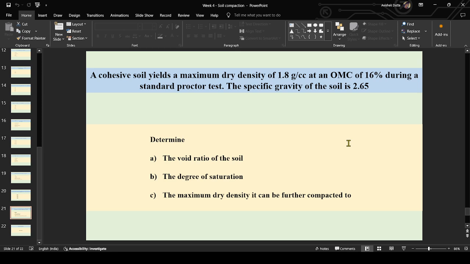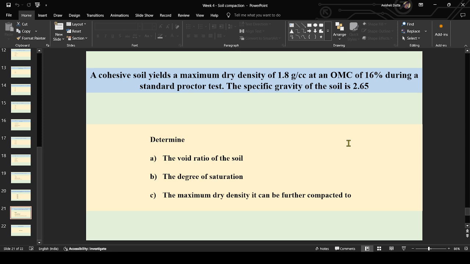Just write down the data, like you can do like this: maximum dry density equals 1.8 gram per cc, OMC 16%, specific gravity 2.65, void ratio you could find out the e, saturation that is S, and the maximum dry density rho d max you have to find out.